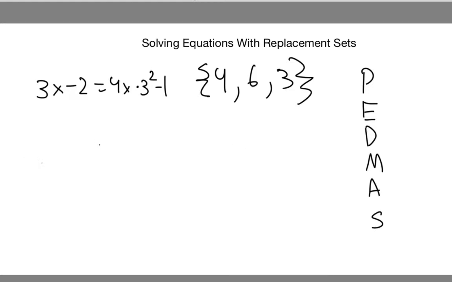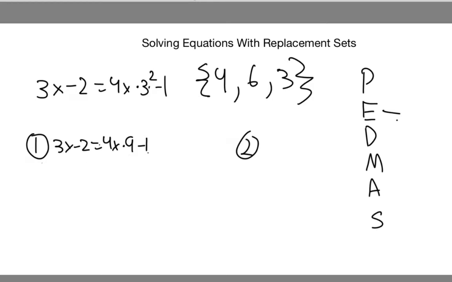Let me just draw this number 1 and 2 really evenly for you guys. 1, 2, circle, circle. Okay, so we have 3x minus 2. This side cannot be reduced anymore. And we have 4x times, when we have an exponent, this goes first. We don't do the multiplication, we do the exponent first, times 9 minus 1. Again, we really cannot do much to this side.